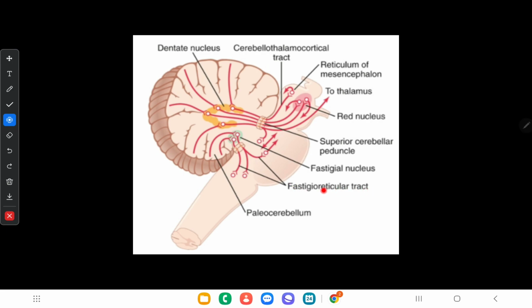Here you can see the fastigioreticular tract. The fibers starting from the fastigial nucleus go through the inferior cerebellar peduncle to the reticular formation and reticulospinal tract. Actions of those neurons influence spinal segmental motor activity through the reticulospinal tract.